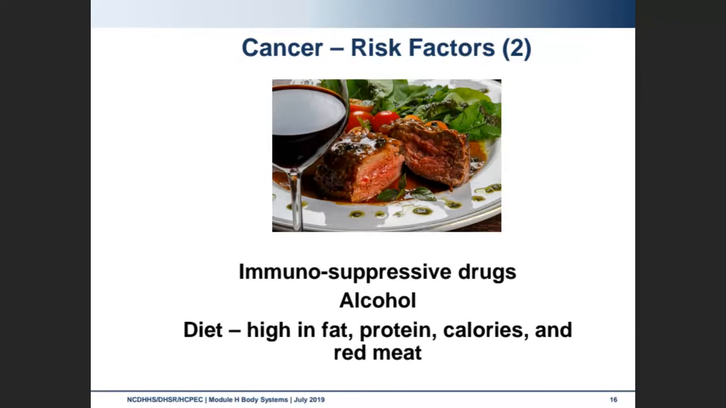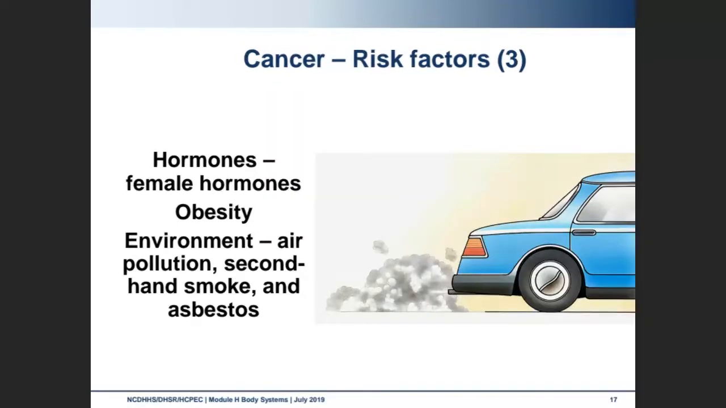Alcohol, diets that are high in fat, that are high in red meat, etc., those increase the chances of developing certain types of cancers. Hormones, for example, female hormones can lead to certain types of cancers or put us at higher risk. Obesity, certain factors in the environment like air pollution, secondhand smoke, and asbestos.